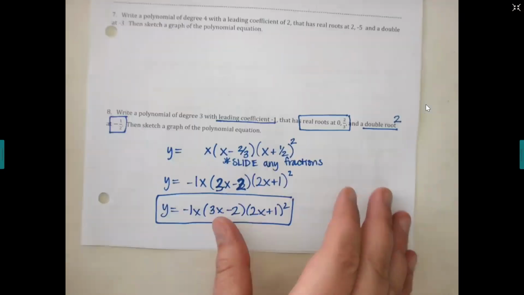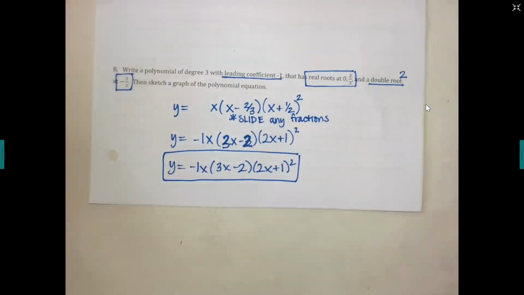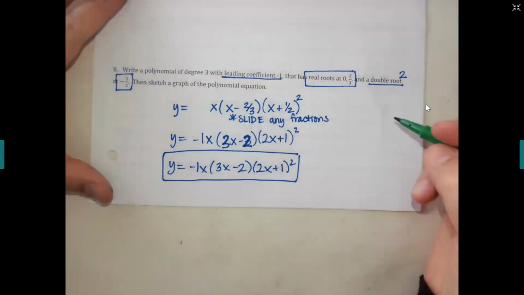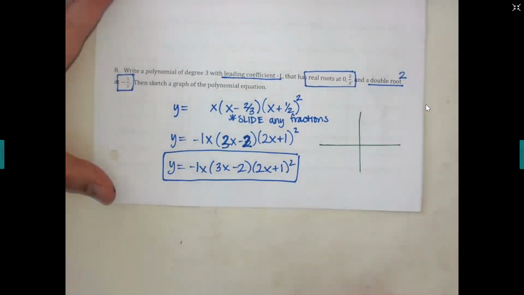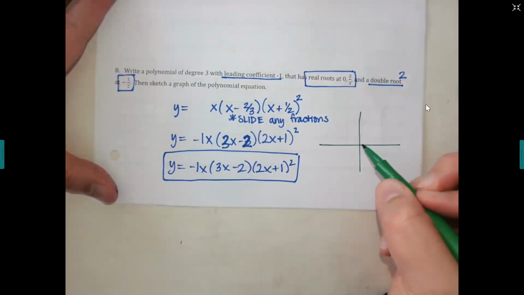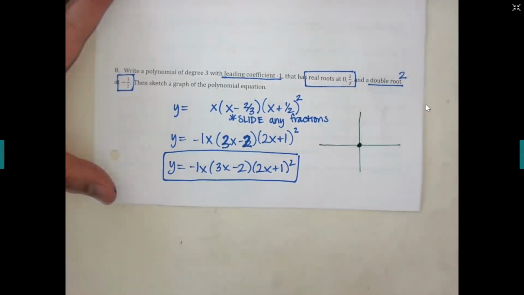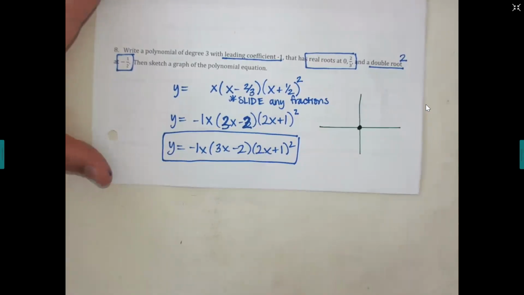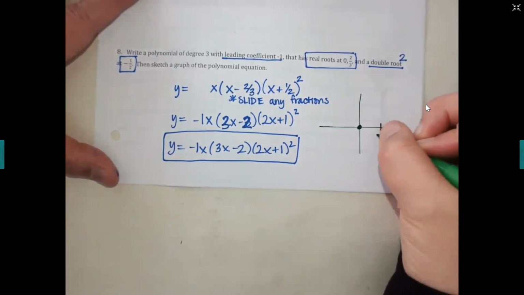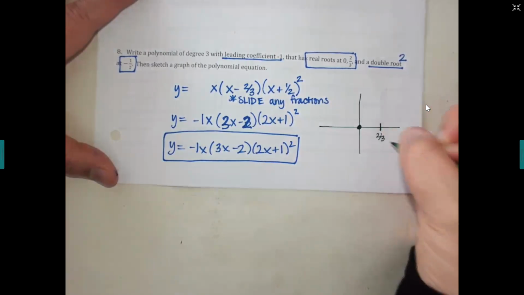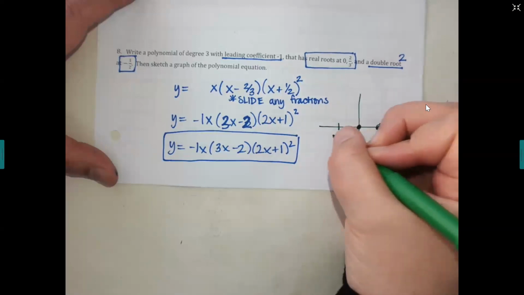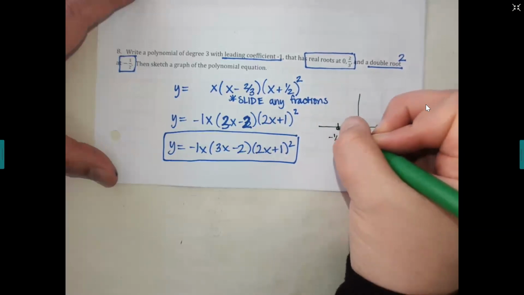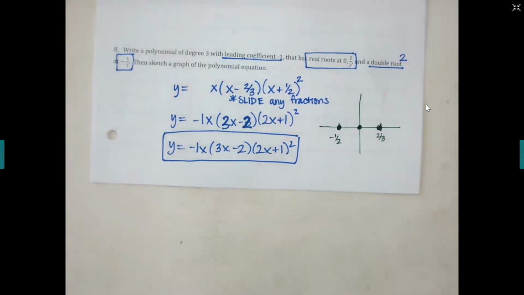Okay, look at number 8. Let's just do the graph because I forgot, my bad. So here we go. Here's our graph. Okay, we know that we want a real root at 0, so that would be here. We want another root at 2/3, so I'm just gonna put that over here. We'll say that's 2/3. And then we need to have one more at minus a half, so we'll put that over here. Now remember, if it is a real root, that's where your graph touches the x-axis.